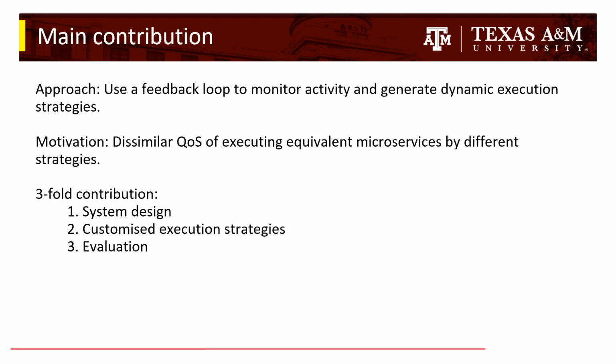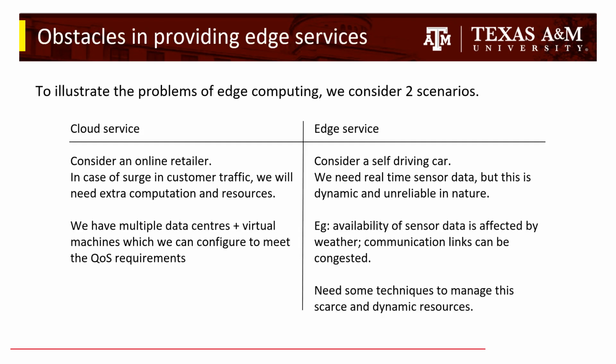So in this paper, we develop an approach which uses a feedback loop to monitor the performance of these edge services and generate dynamic execution strategies. The motivation behind this is that by executing equivalent microservices by different strategies, we get different QoS values. This paper has threefold contributions. First, we talk about the system design. Then, we formulate execution strategies and compare the QoS values. And finally, evaluate the efficiency of our system.